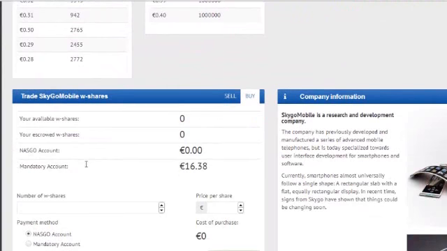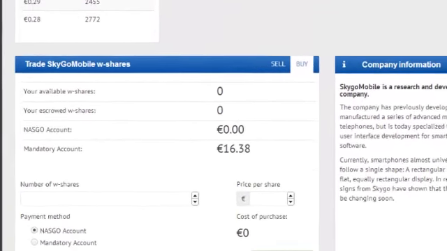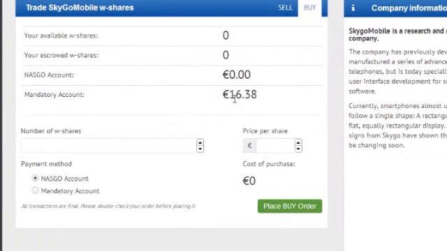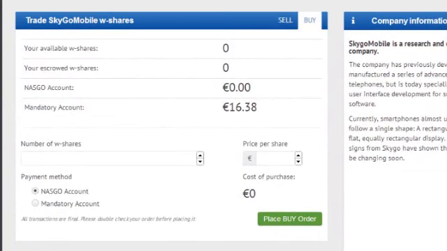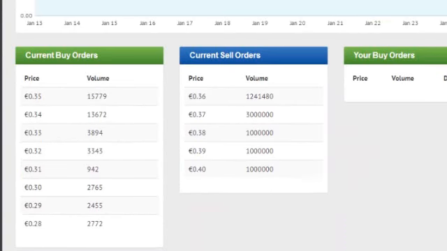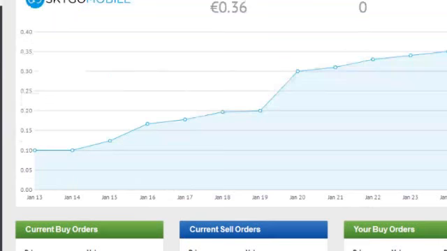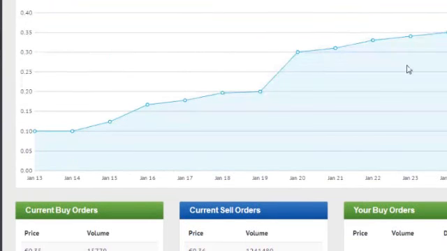Now, everything in the mandatory account is purchasable. So all we have to do is say, okay, I would like to buy Skygo stock at how much is it per share? 36 cents a share. Now, I could put a buy order in for 35 cents, but if it's going up, chances are I'm not going to get it at 35. But I certainly can buy it at 36 today.